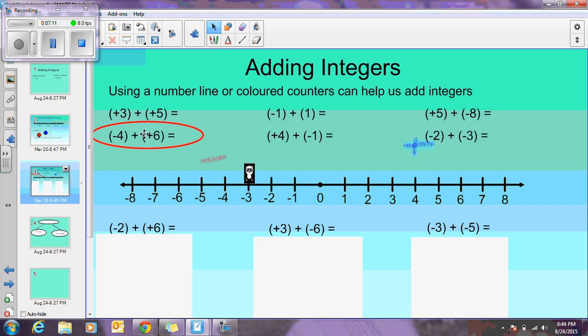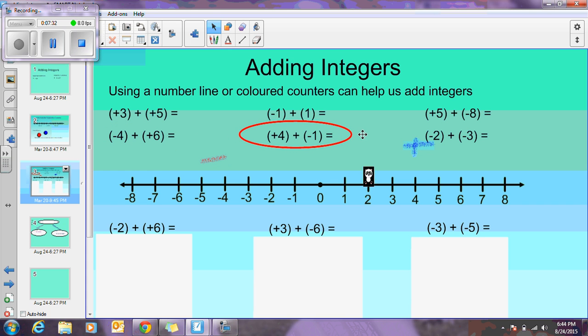Let's do -4 plus positive 6. Take him to the -4. And I'm going positive, so that means I'm going to go to the right. I'm going to get bigger on my number line. We're going to go 6. 1, 2, 3, 4, 5, 6. So this answer is a positive 2.